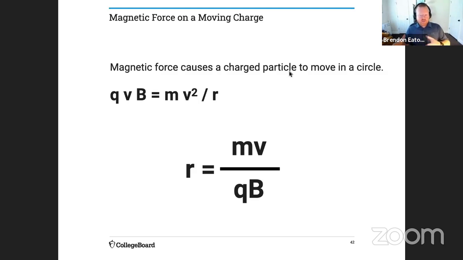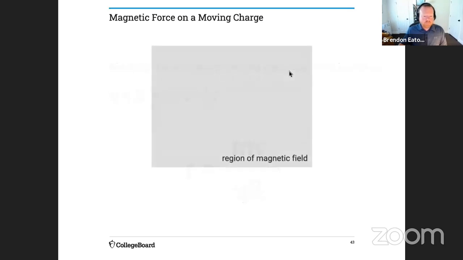So this solution, well, I guess it's a solution for the radius. This is a really important thing to have with you, or at least know how to derive it quickly on the fly. And again, I wouldn't put it on a note card per se, but I would practice getting from qvB is equal to mv squared over r to r is equal to mv over qB.